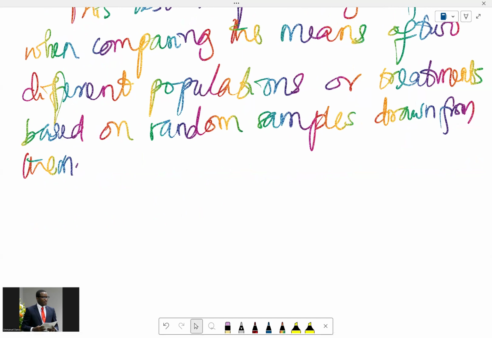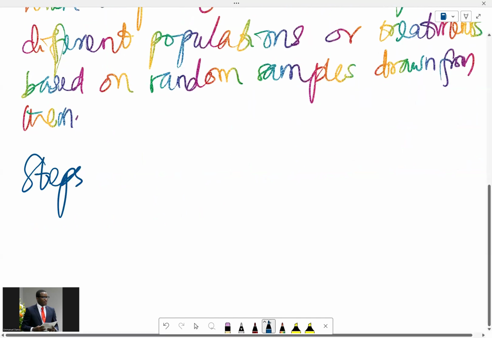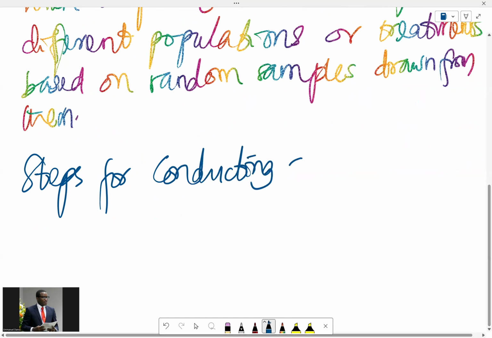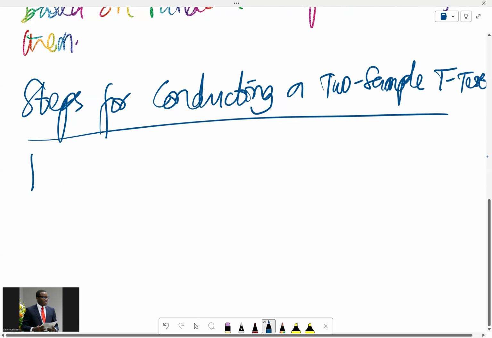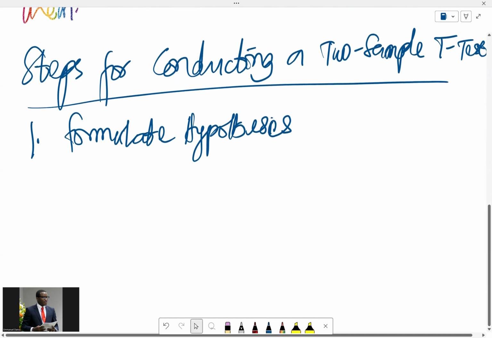Now, let's look at the steps. What steps do we take? Steps for conducting a two-sample t-test. The first step is to formulate hypothesis, as usual.